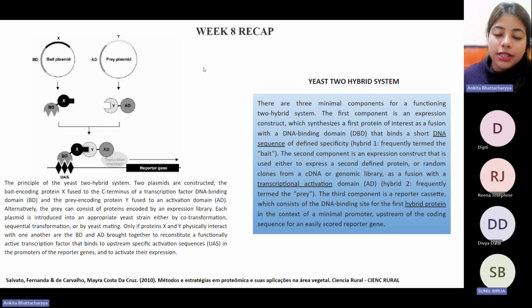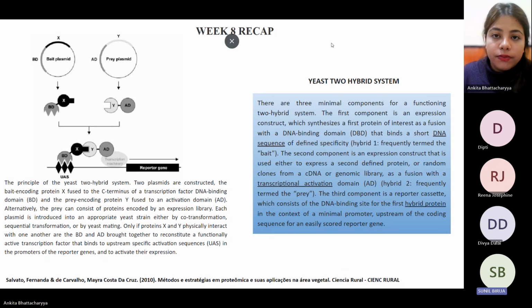The third requisite for this particular assay is the reporter cassette, which has a DNA binding site where protein 1 will bind, and it will also have a second region which binds to the transactivation domain. Therefore, in the context of a minimal promoter, we will see that this reporter gene, which can be easily observed or easily scored, will start expressing, and therefore that can be detected.